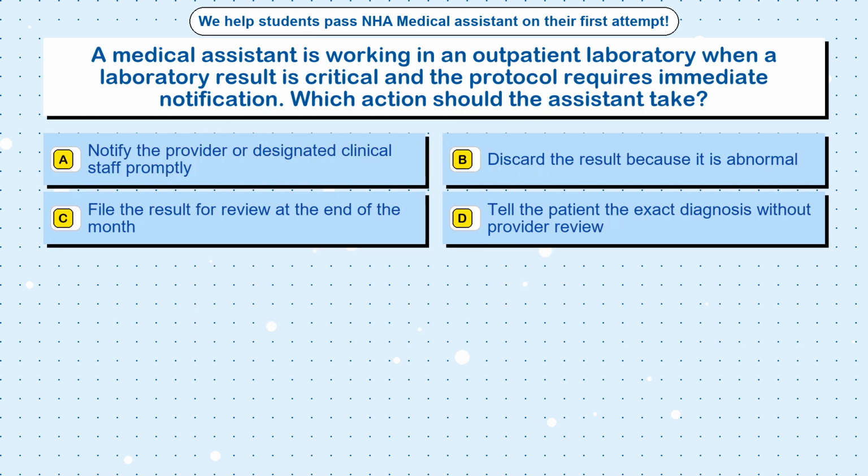Question 31. A medical assistant is working in an outpatient laboratory when a laboratory result is critical and the protocol requires immediate notification.